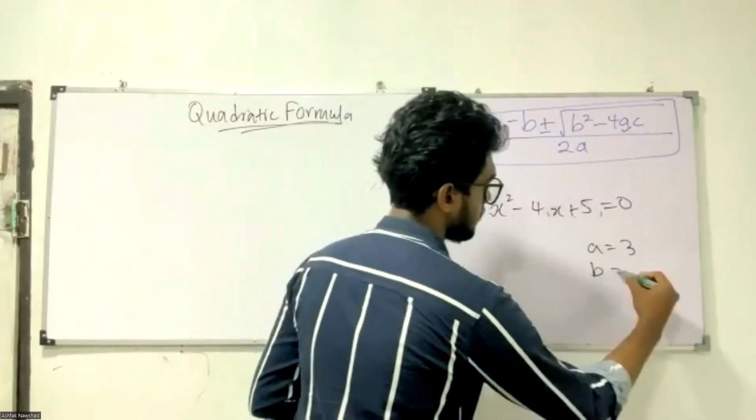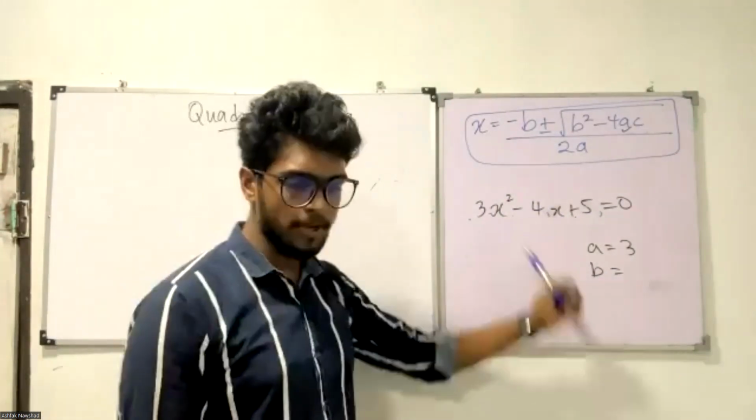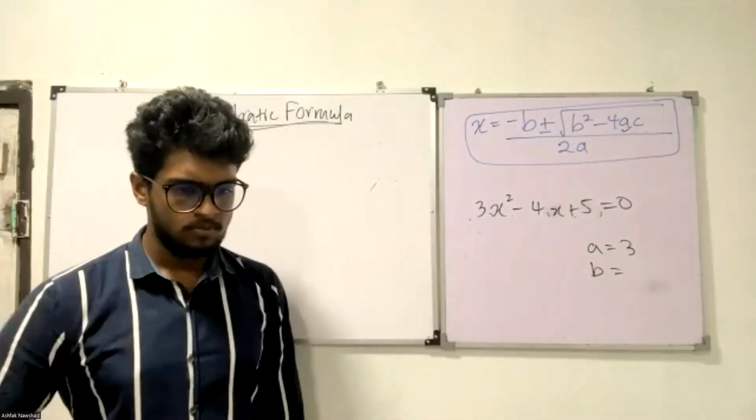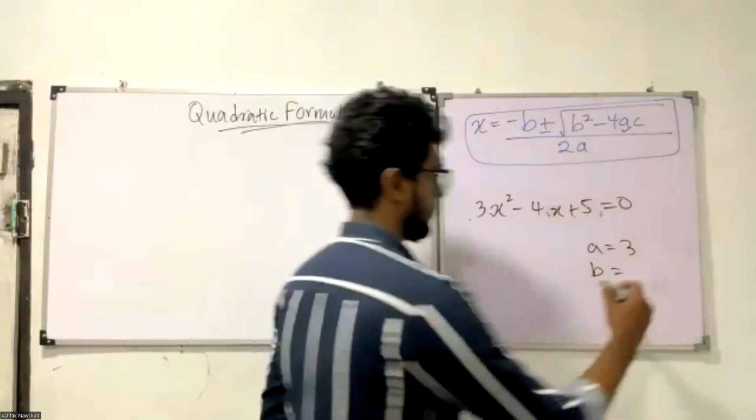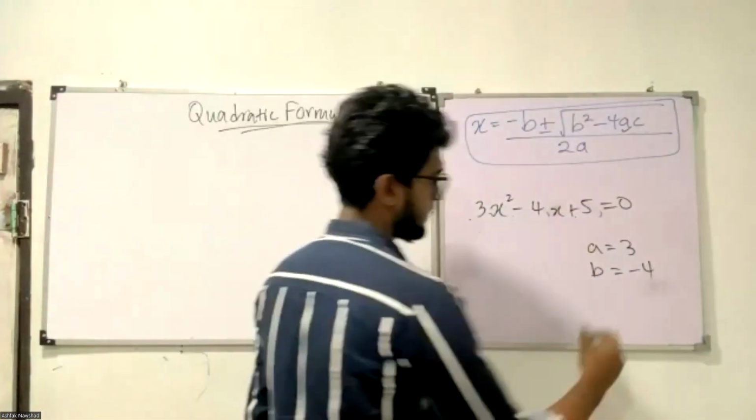What is the value of B? Is it just 4 or minus 4? The value of B is minus 4, exactly, minus 4. And the value of C is 5.